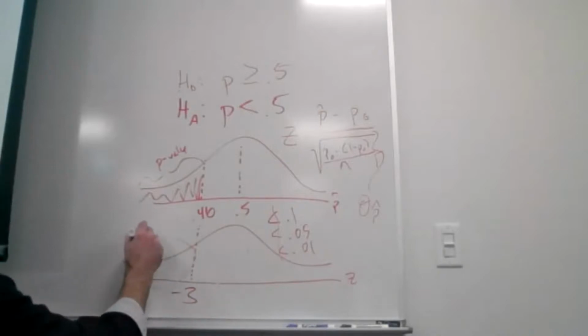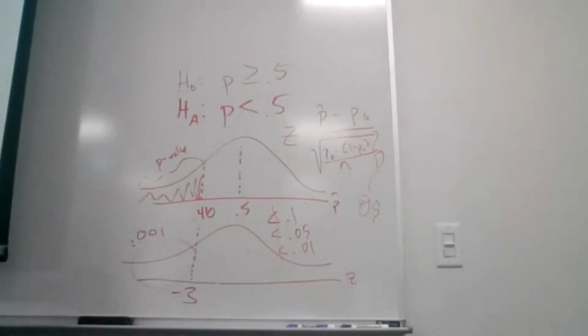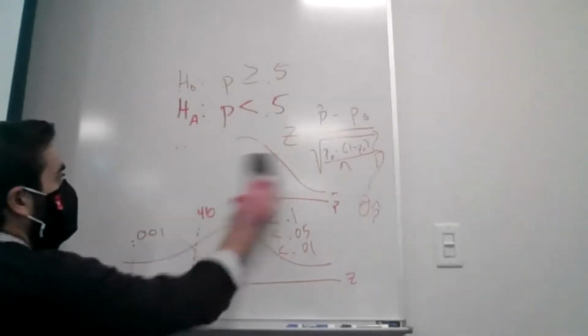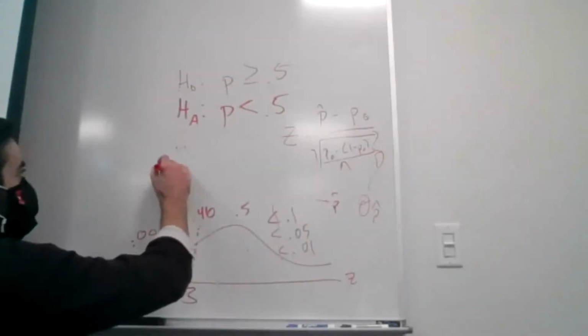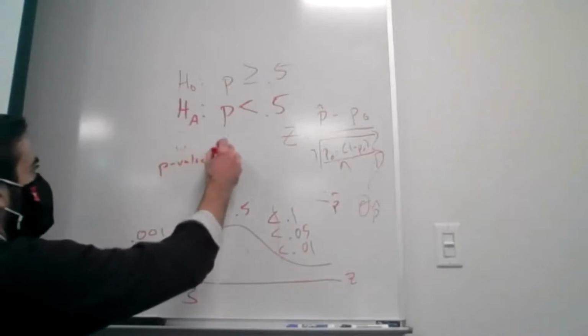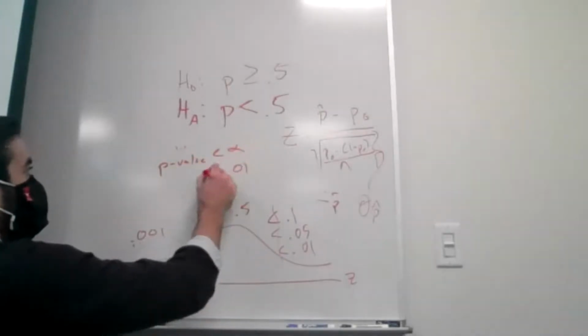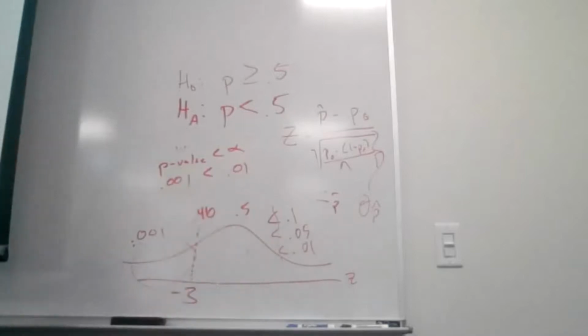Which meant our p-value was pretty much close to 0, right? So if we only reject when the p-value is less than alpha, we can actually reject at the 1% significance level, or with 99% confidence, I can say that Trump's not going to get 50% of the votes or more, or a proportion of 0.5 or more.